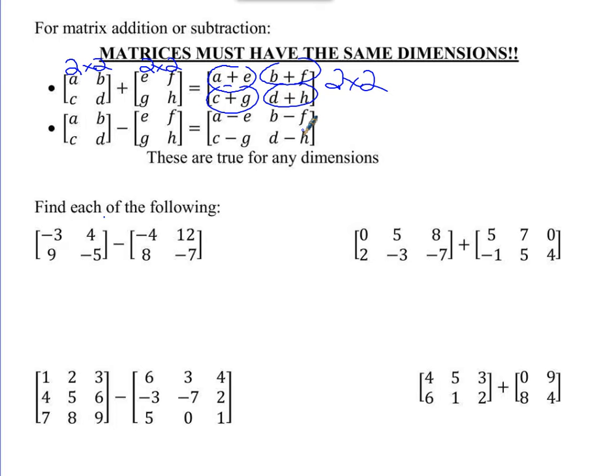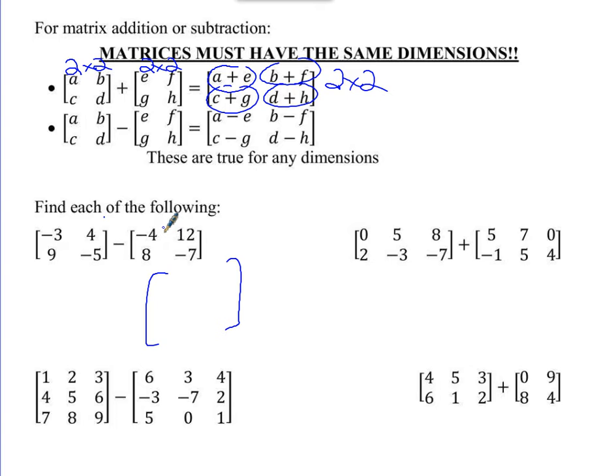So, let's find each of these. We are going to add and subtract matrices. First of all, check to see if they have the same dimensions. In that first one, do they? Yes. So, I'm going to wind up with what dimensions for my answer? 2 by 2. So I'm going to make a matrix that's 2 by 2, and I'm going to fill in those elements. Corresponding elements subtract. So we have negative 3 minus negative 4.